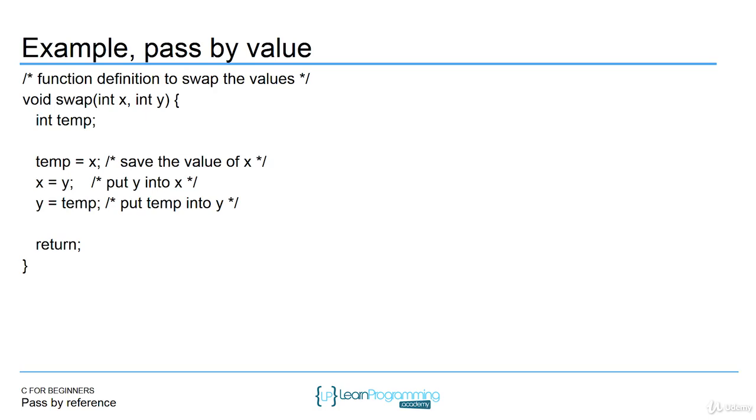This swap routine is an often used case to demonstrate pass by value because what it does is it creates a temp and it swaps the parameters, the arguments that are being passed. So if we have a function called swap that takes two integers, we create a local variable temp. We assign the parameter x to temp, so temp is going to be equal to x. If we say x is equal to y, x is now going to be equal to y. If we say y equals temp, y is going to be equal to temp.